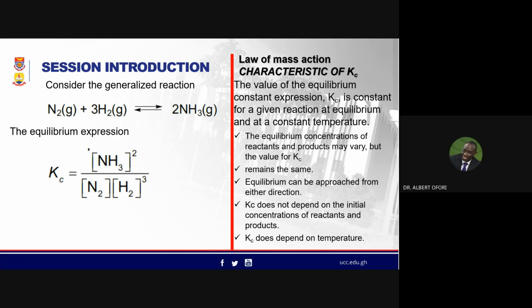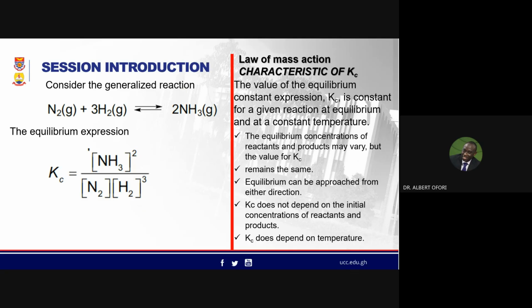Okay, well, that is it. Now, let's look at some conditions when we are writing this equilibrium constant expression. Number one condition is that we don't include pure solids and pure liquids. Again, when writing the equilibrium constant expression, we don't include pure solids and pure liquids.